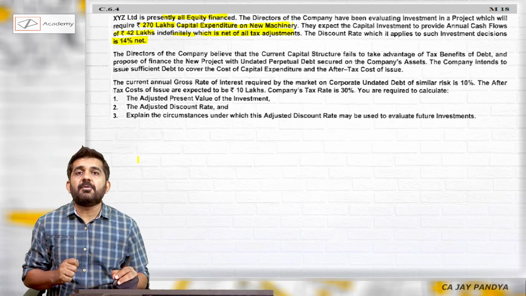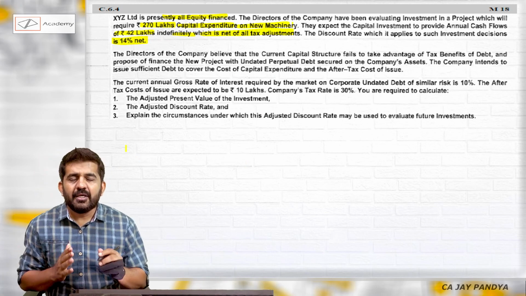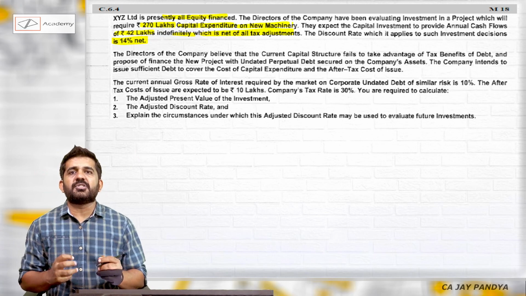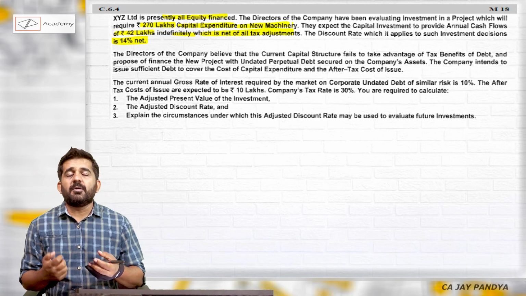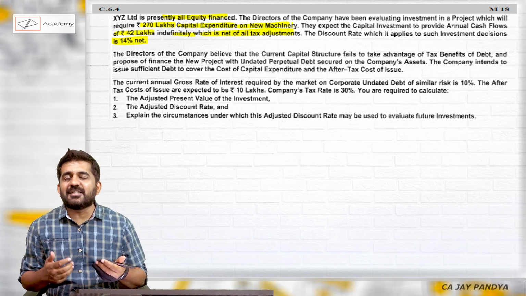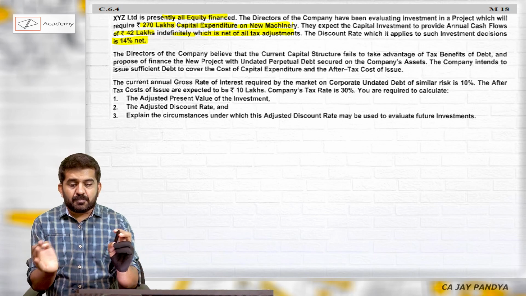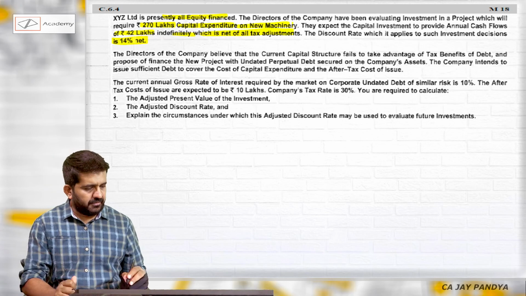So this might also be its KE. Why? This firm is 100% equity financed. So what will be their cost of capital is nothing but only KE. So this might be their KE, that is 14%.